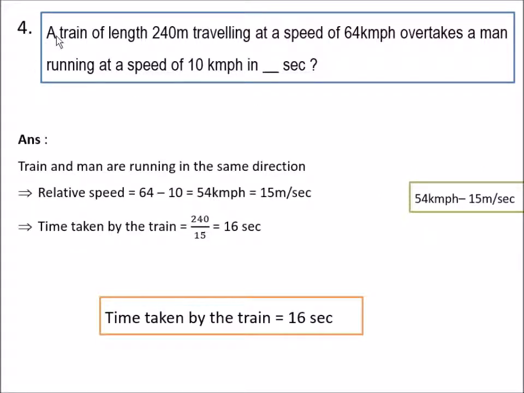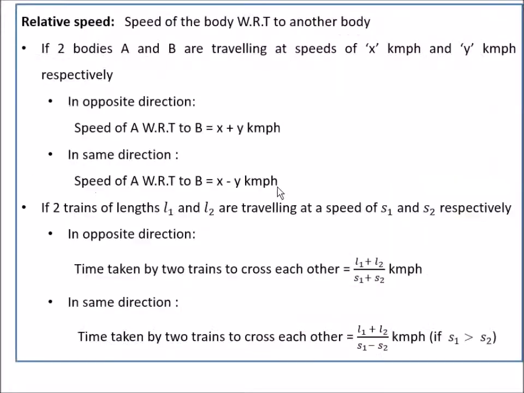So coming to the fourth question, a train of length 240 meters traveling at a speed of 64 km per hour overtakes a man running at a speed of 10 km per hour in how many seconds? So from the question we got that the train and man are running in the same direction. So if two bodies are running in the same direction, then the speed of A with respect to B is x minus y kilometers per hour.